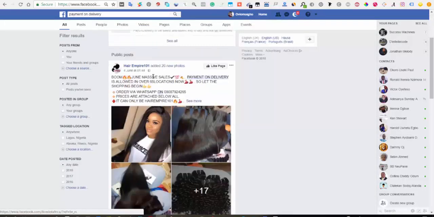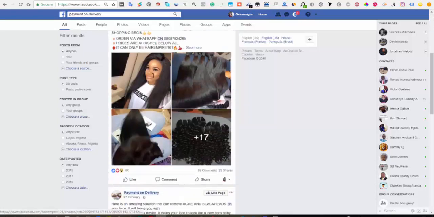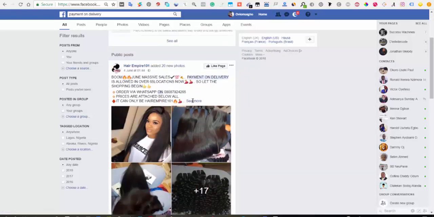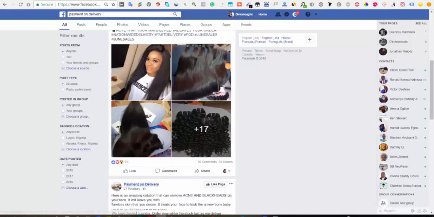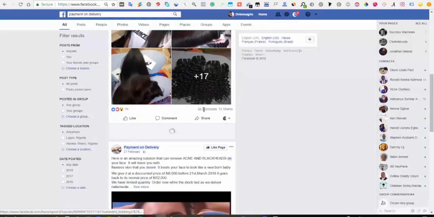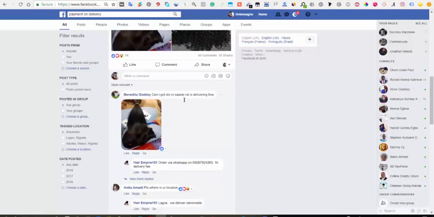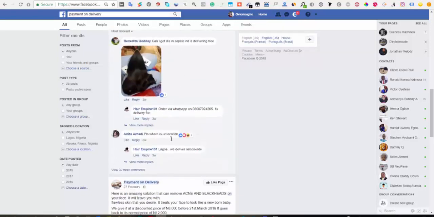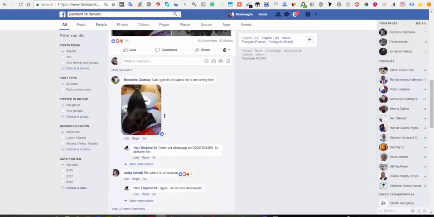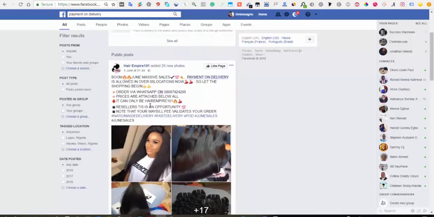So right here you will see different posts from persons. Okay, you can see this right here. You can see this individual posting about hair product. So you check out the comments and see what people are saying. Can I get this in Saple? Please, where is your location, Lagos, and all that. So people are actually in need of hairs.